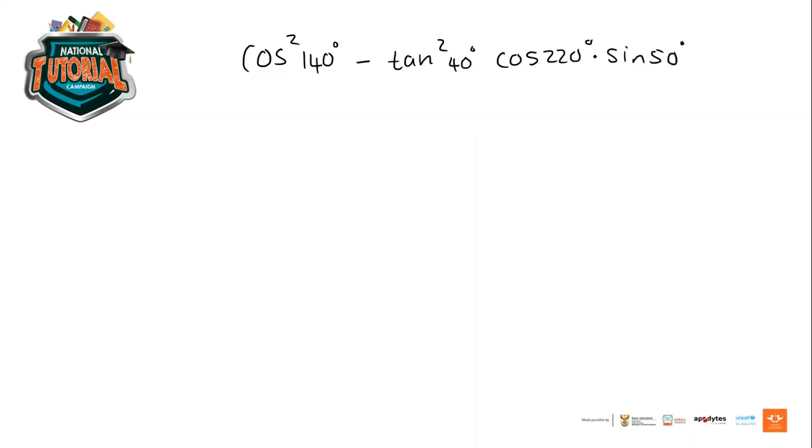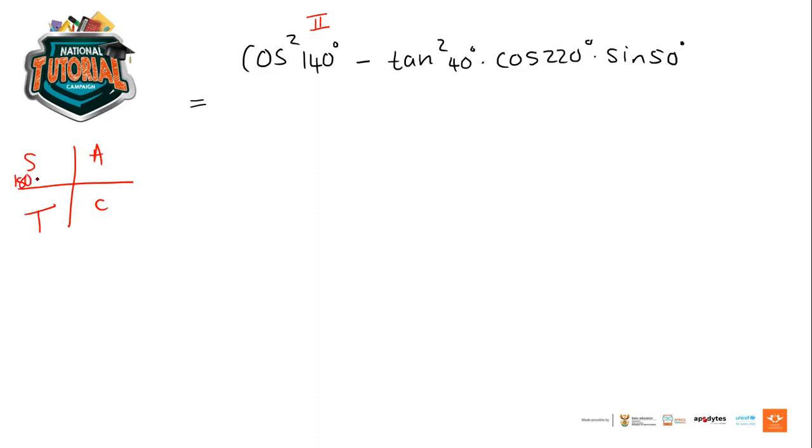This is our question, and we are asked to simplify it as far as possible. Now, the first thing I notice is that there are 4 different angles happening here. We've got 140, 40, 220, and 50. So let's just start by reducing everything we can to acute angles. 140 degrees. That is in quadrant 2. Okay, my cast diagram is up on the side.